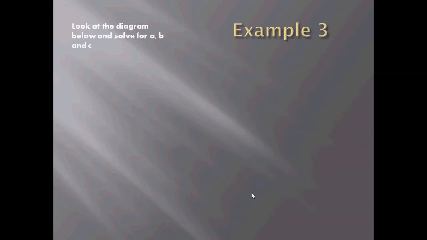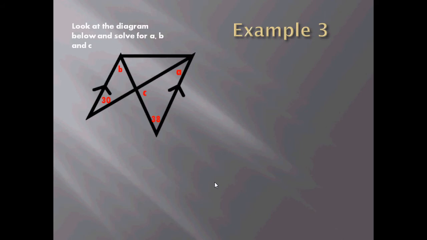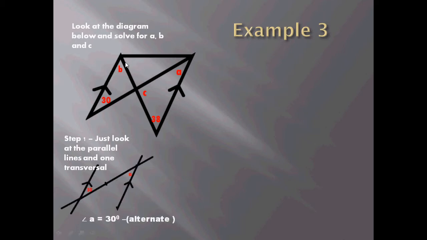Let's look at example 3. Let's look at this diagram. Now that diagram looks very involved, girls, and you wonder how that fits in with parallel lines and transversals. But let's have a look. Let's just look at the parallel lines. So I've got these two lines here, girls, the two parallel lines, and I'm using this as a transversal. So you can see I've got 30 there, I've got A there.